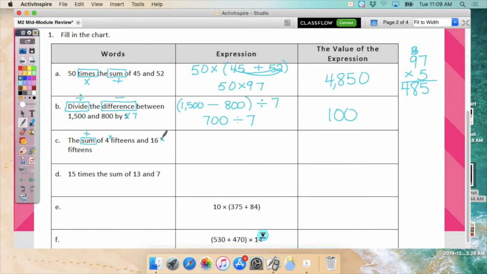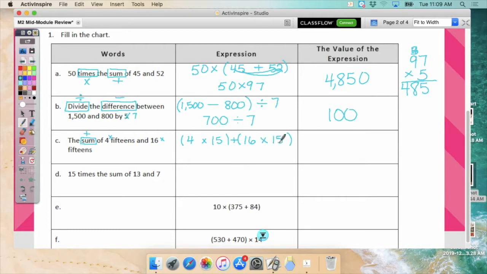This is the hardest one. Are you watching? Okay, so that means, how many multiplication signs do I have? 2. So that means I'm going to multiply twice and add once. Okay, so 4 15s and 16 15s, which we know those are multiplication problems.